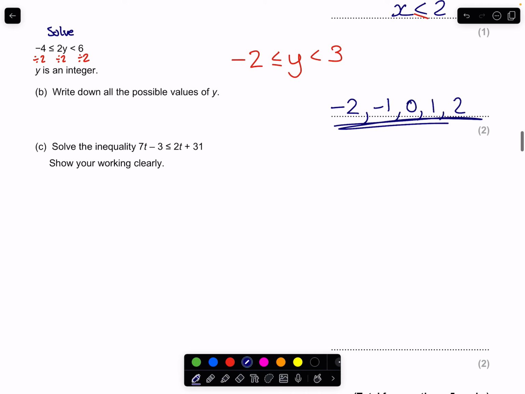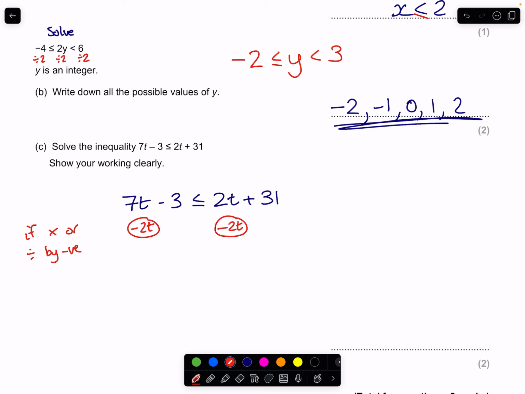Part C, solve the inequality 7t minus 3 is less than or equal to 2t plus 31. So in order to do this, we first of all rearrange in the same way that we do an equation, except if we ever divide or multiply by a negative, that's going to change the direction of our inequality. Now, it just so happens for this question, we won't end up needing to do that, because having t terms on both sides, more of them being on the left, if we take away 2t from both sides, we will get all of that on the same side.